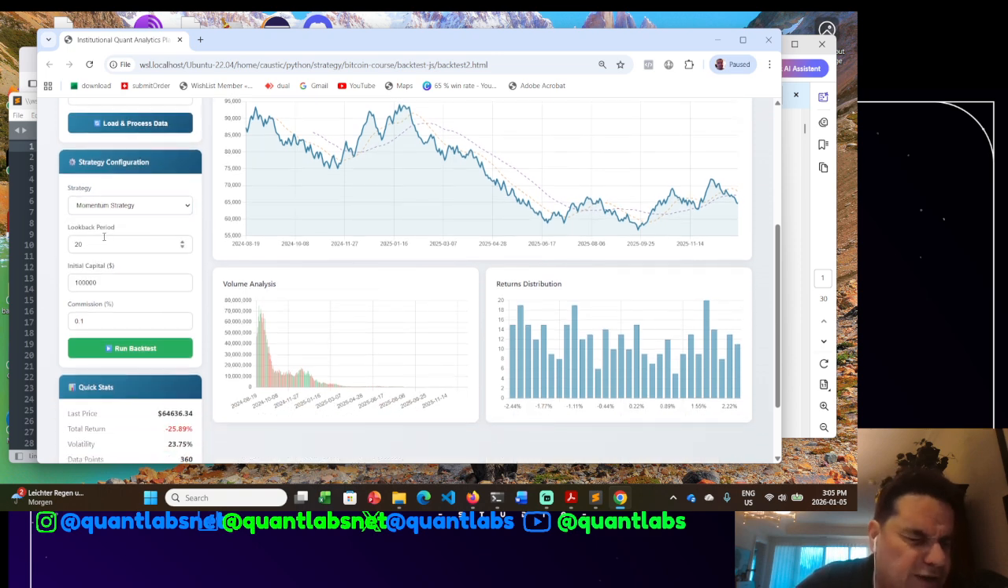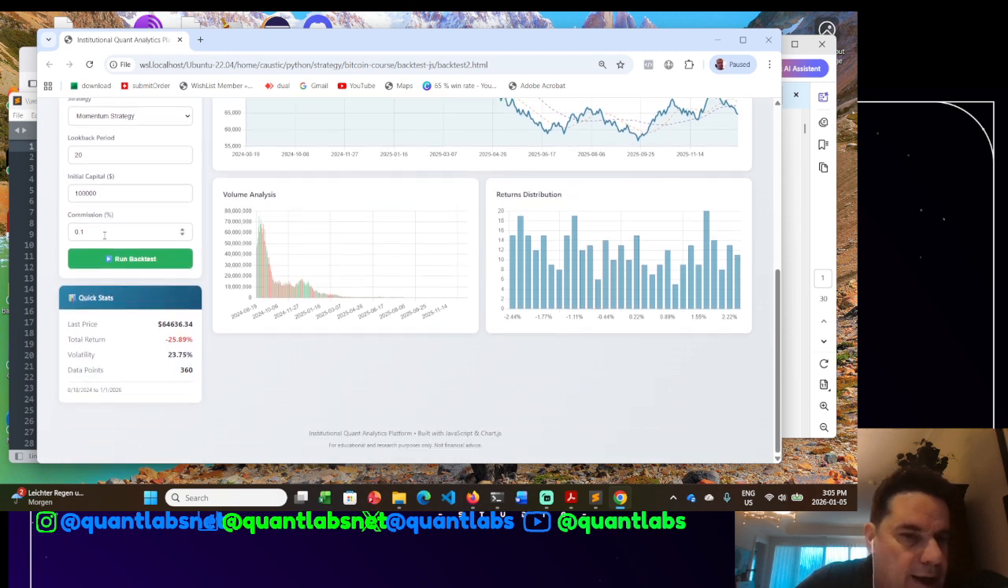The look back period is 20 hours or 20 days, depending upon the time frame you're using, along with the initial capital and the commission rate. Let's say for Bitcoin it could be 0.1% for commission. I can't remember what Kraken is, maybe 0.15%, and that's per round trip. Coinbase could be as high as 0.5%, so you can adjust it there. Run the back test again, done.